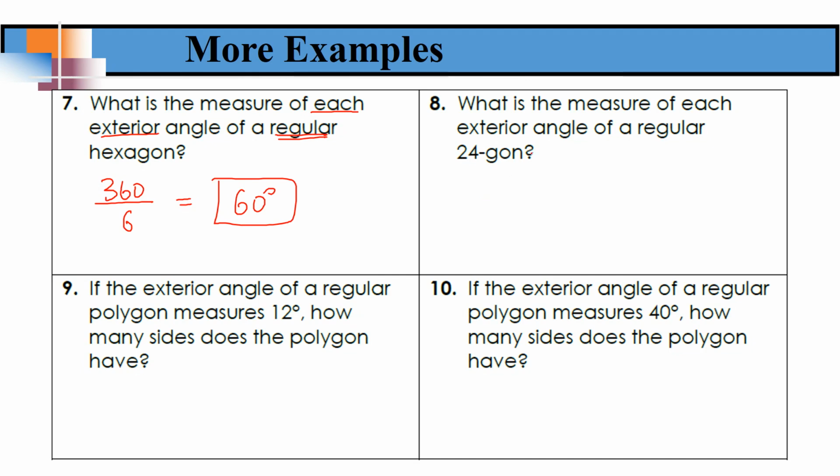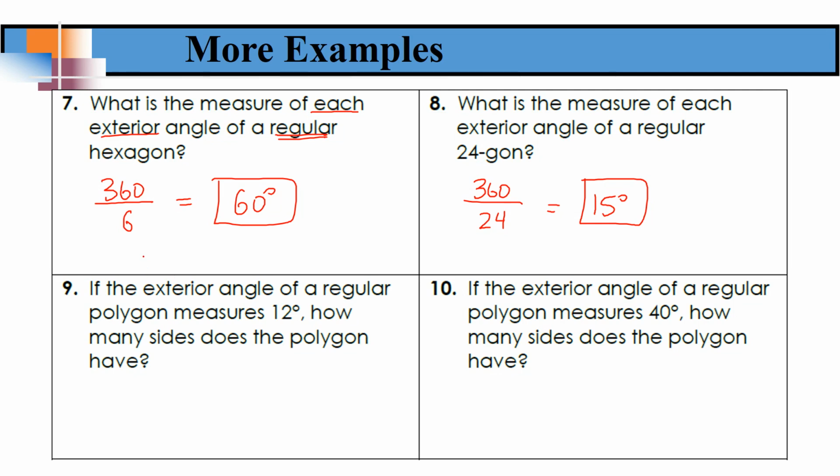In example 8, it says, what is the measure of each exterior angle of a regular 24-gon? We can do the same thing. We know that all the exterior angles add up to 360. Divided equally among 24 angles will give us 15 degrees for the measure of each of those exterior angles.